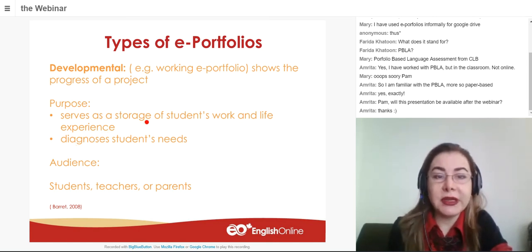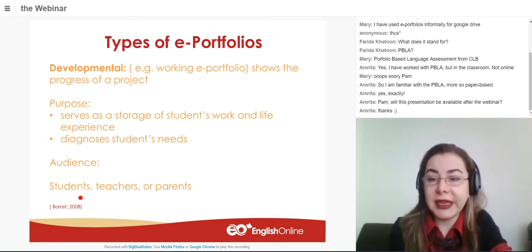And here is a good opportunity for the student to diagnose the needs, or the teacher to diagnose the student's needs. The audience who will take a look at this work could be students themselves, could be teachers, or parents.